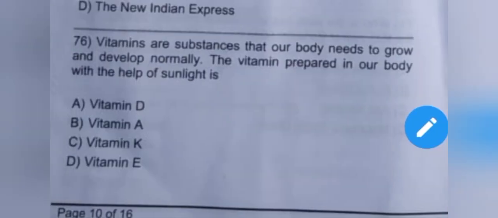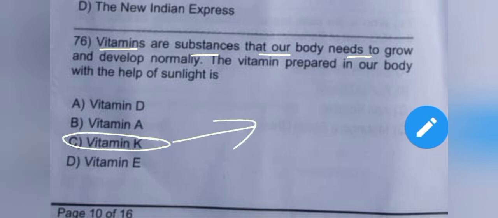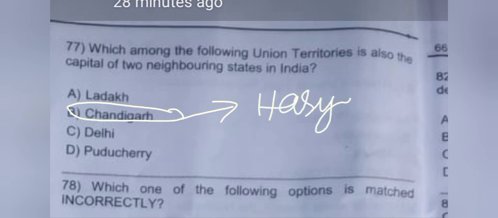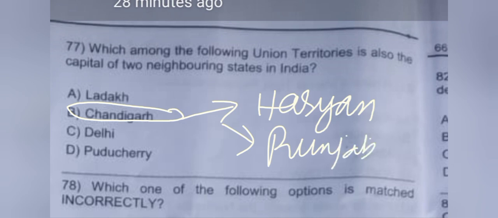Next question is, vitamins are substances that our body needs to grow and develop normally. The vitamin prepared in our body with the help of sunlight is, it is obvious, that is vitamin K, is formed by our body with the help of sunlight. Next question is, which among the following union territories is also the capital of two neighboring states? So the correct option, I guess, is Chandigarh. Chandigarh is the capital of Haryana and also of Punjab.